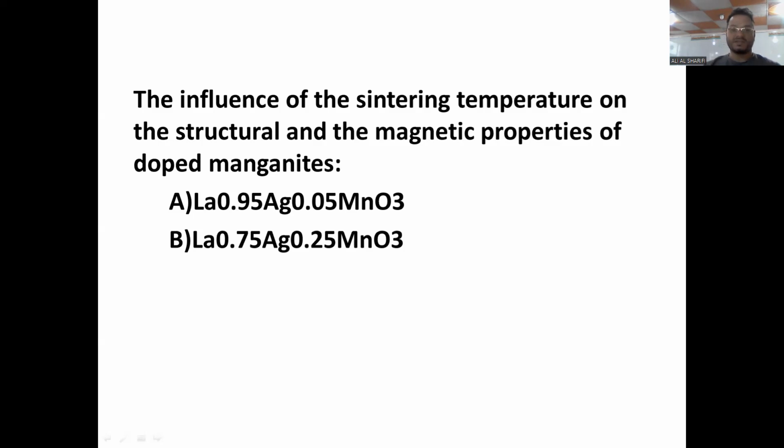This article's name is The Influence of Sintering Temperature on the Structure and the Magnetic Properties of the Manganites. All of these two structures, A and B. The doping ratio will be changed between these two, A and B. The first one will be equal 0.05, the second equal 0.25. The doping element will be silver, Ag, like we are seeing now. It's a very interesting article.